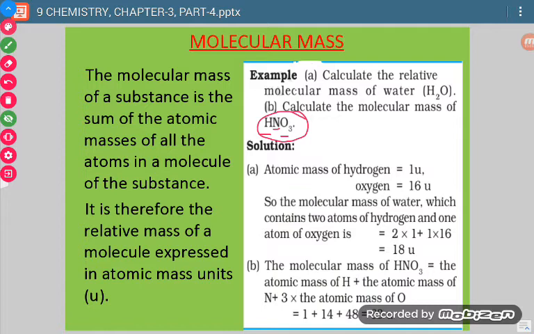Okay, now see, since atomic mass is a relative atomic mass, we can say that molecular mass is also a relative mass, which is expressed in terms of atomic mass unit or unified mass. Either we can represent it as AMU or as U. Okay, so let us check it with an example. Mostly we just write molecular mass. We don't write the word relative. It is understood that we have taken a relative molecular mass.